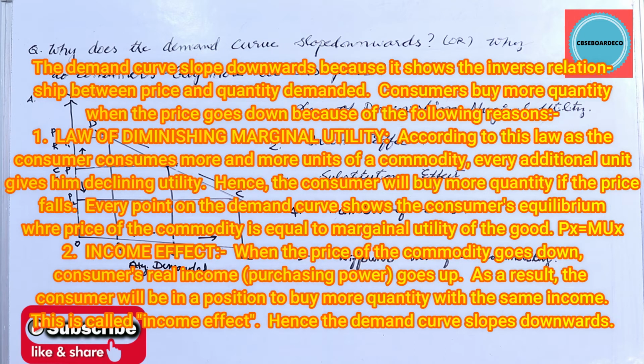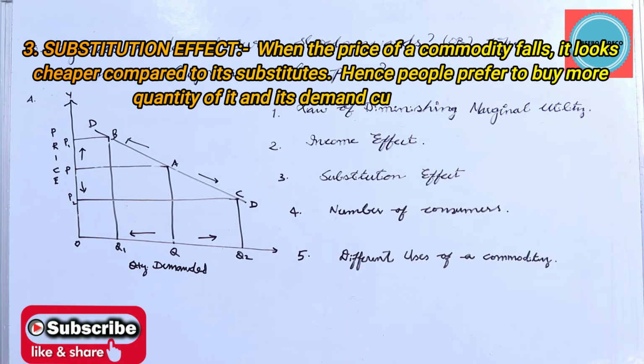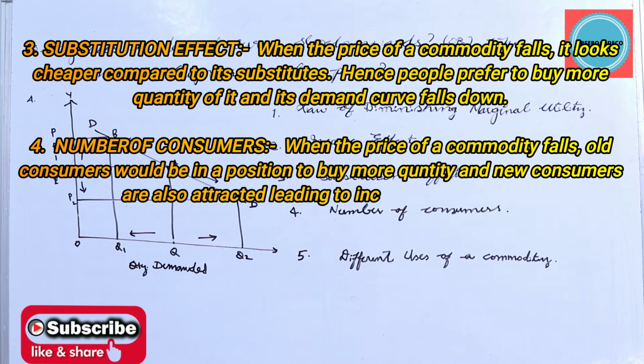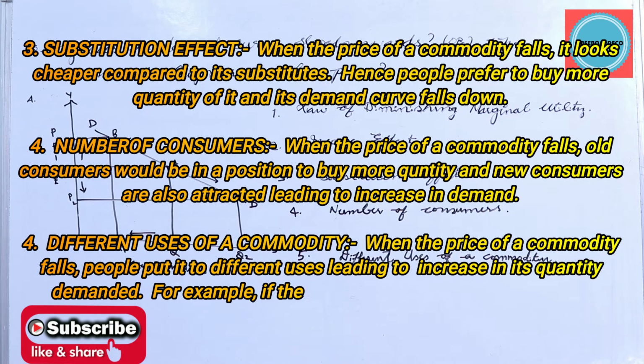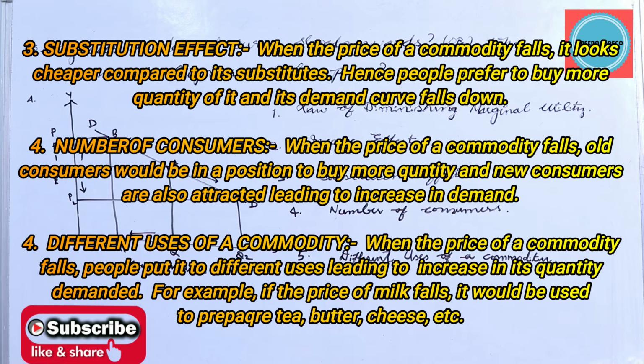Number 2, income effect. When the price of the commodity goes down, consumers' real income or purchasing power goes up. As a result, the consumer will be in a position to buy more quantity with the same income. This is called income effect. Hence, the demand curve slopes downwards. Substitution effect, third point. When the price of a commodity falls, it looks cheaper compared to its substitutes. Hence, people prefer to buy more quantity of it.